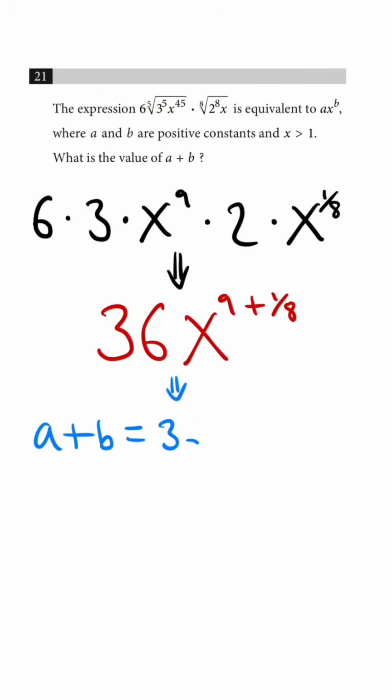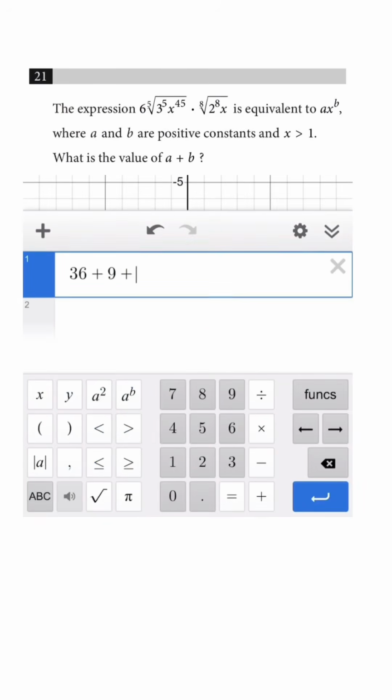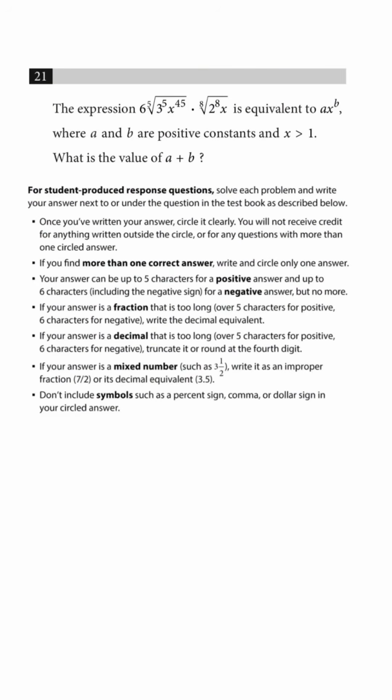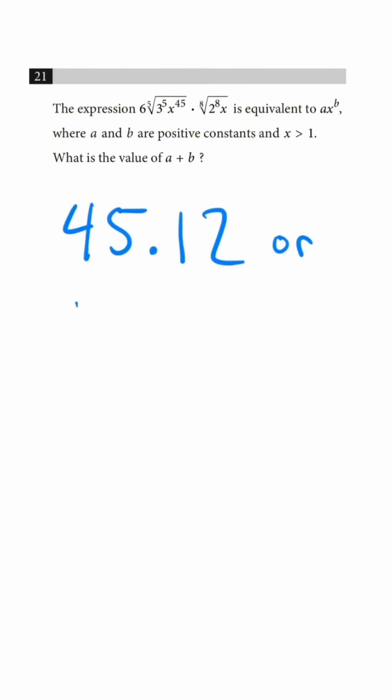So now we have the expression in the form ax to the b, and the easiest way to add a and b is to use Desmos. But we need to make sure when we're entering our answer, we're following the free response guidelines for the SAT math. Since the answer in decimal form is 6 characters, we need to either truncate after the fourth digit or round at the fourth digit, which means 45.12 and 45.13 are both acceptable answers.